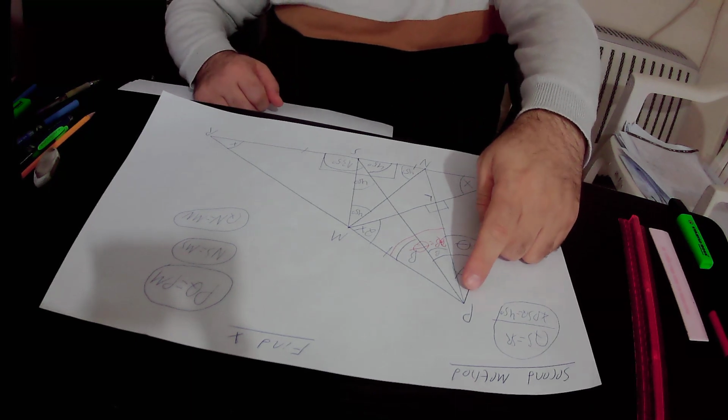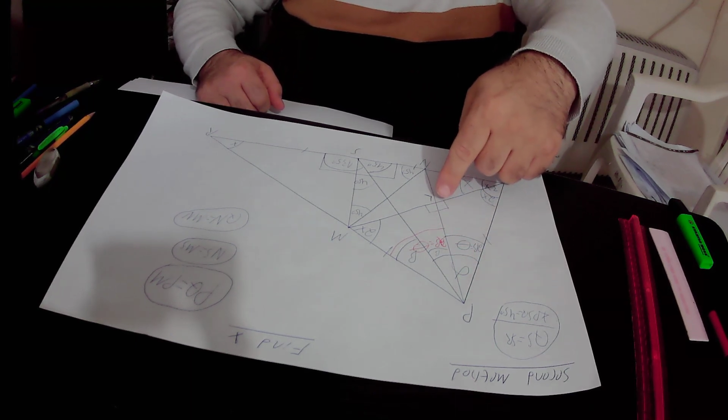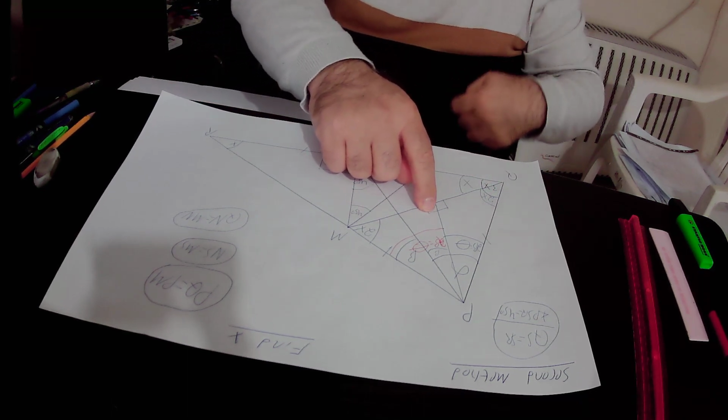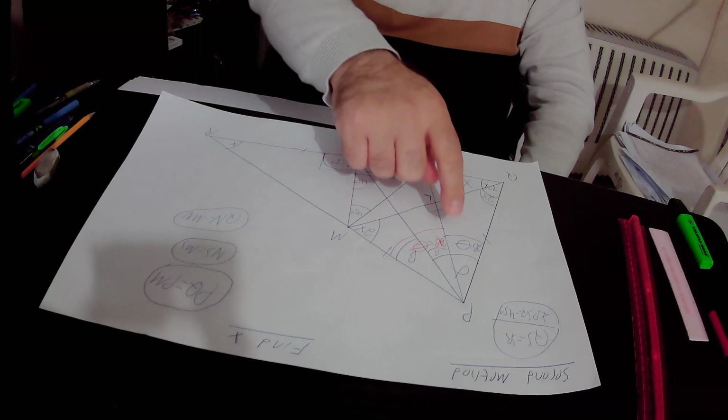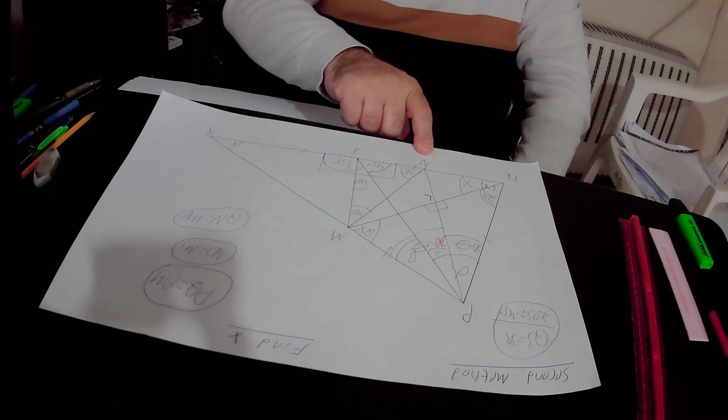Then we draw a perpendicular from point P to QM. That is to say, this angle equals 90 degrees and this angle also equals 90 degrees. We extended the perpendicular until it touches QS at point N.